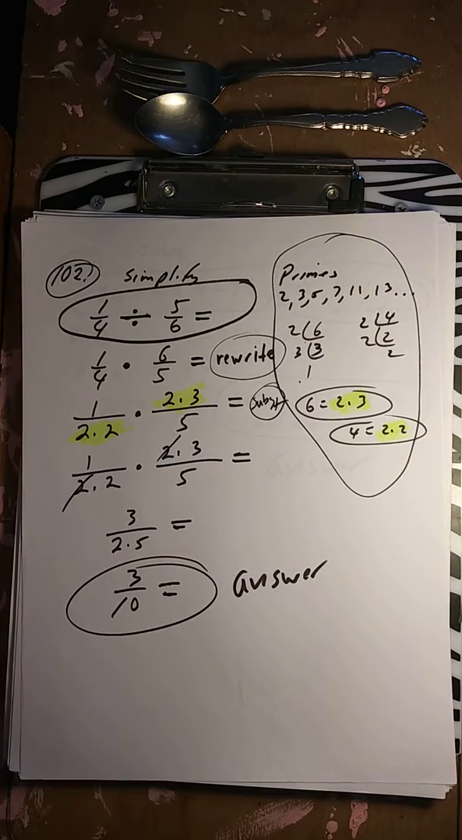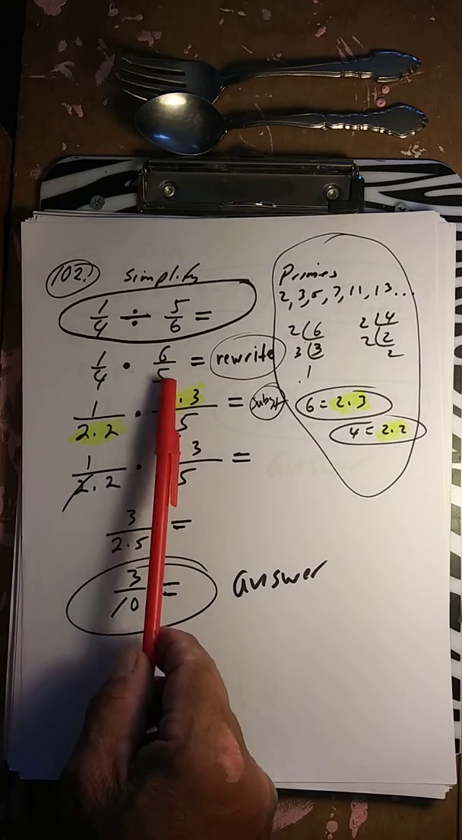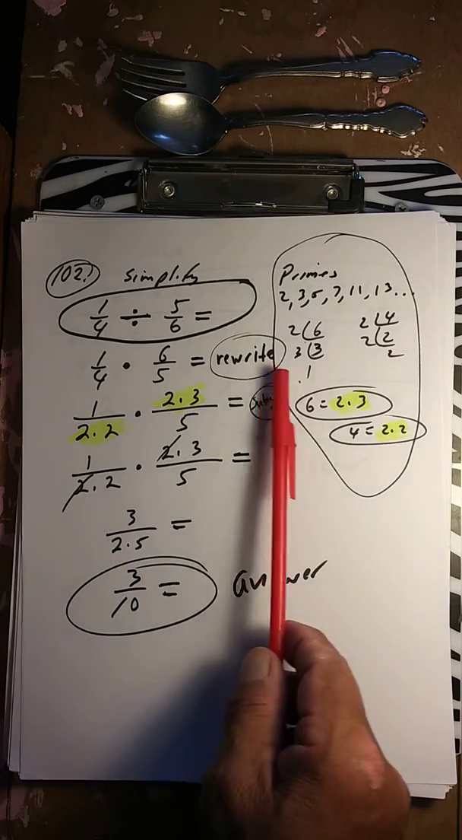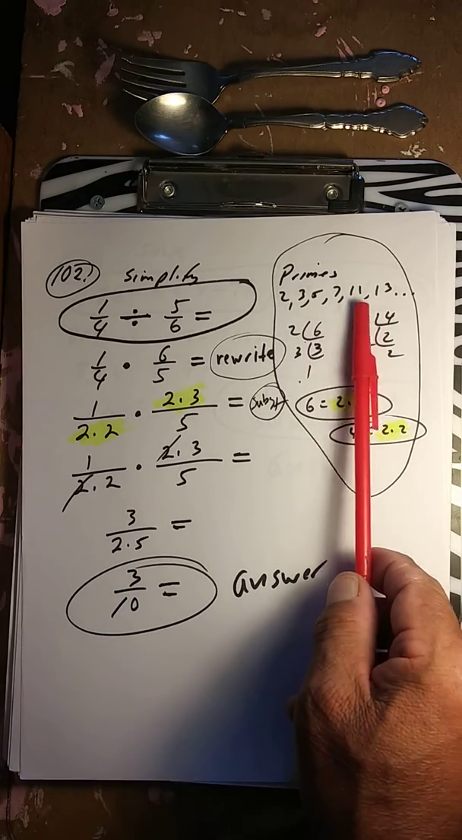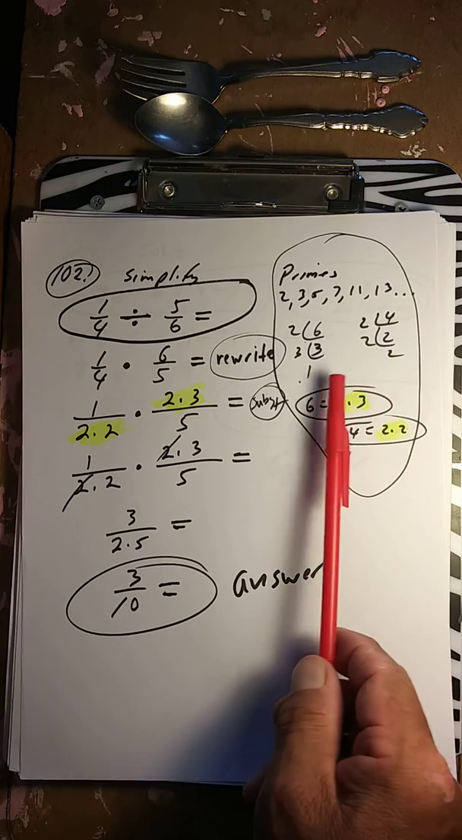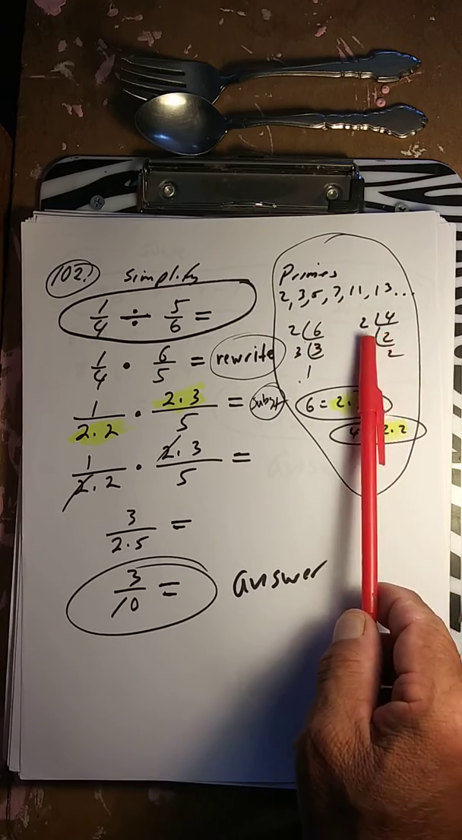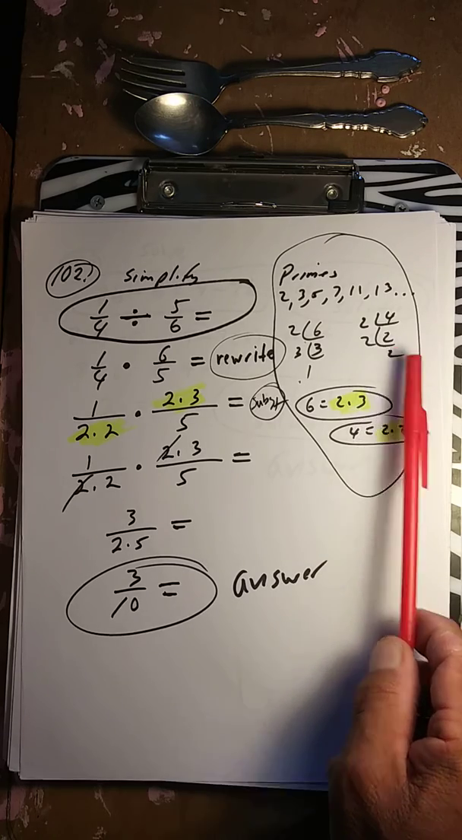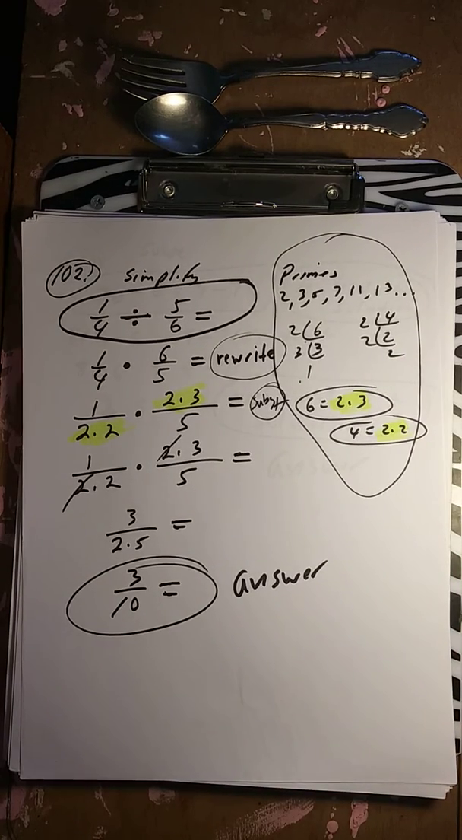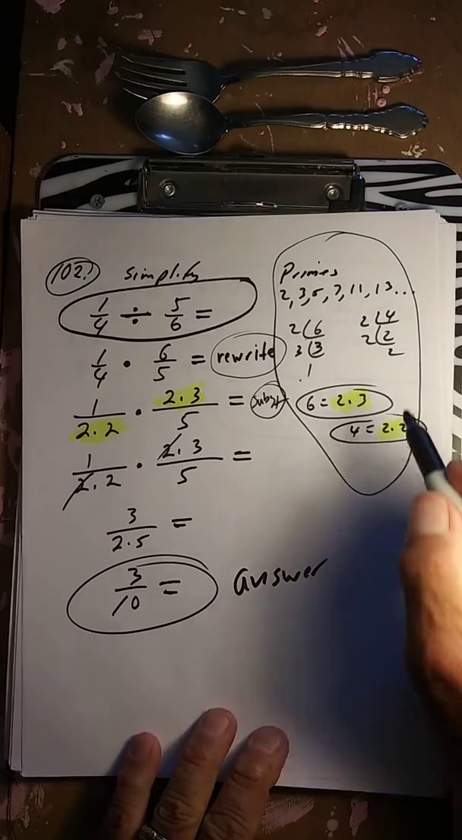Simplify these fractions. 1/4 divided by 5/6. So rewrite this as 1/4 times 6/5. Now I need to write 6 prime numbers: 2, 3, 5, 7, 11, 13, and so on. 2 divides 6, 3. 3 divides that once. 2 divides 4, 2. 2 divides that 2 times. And can we do some more? That's it. Oh, 2 divides that 1.